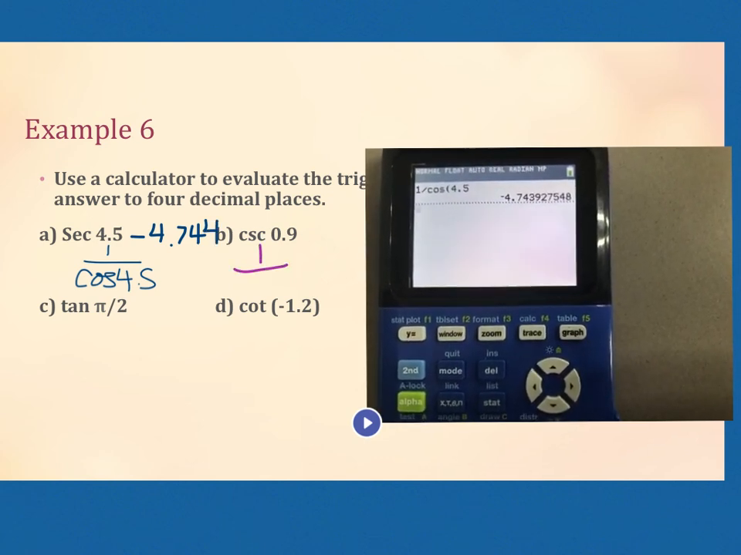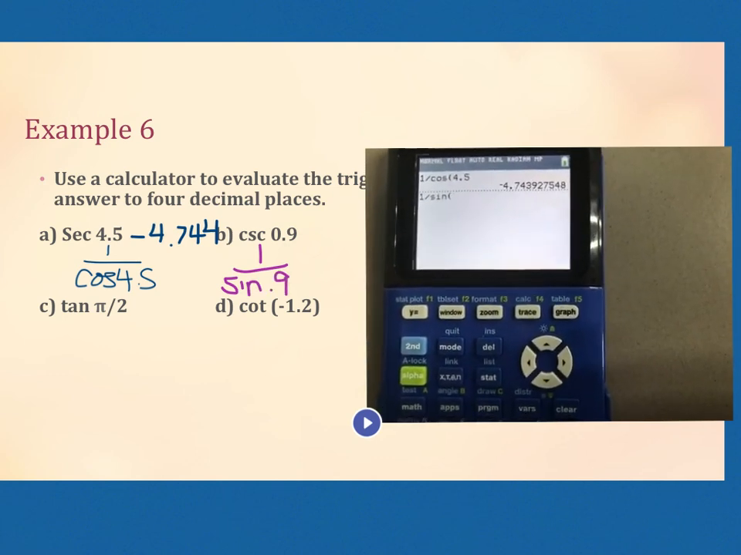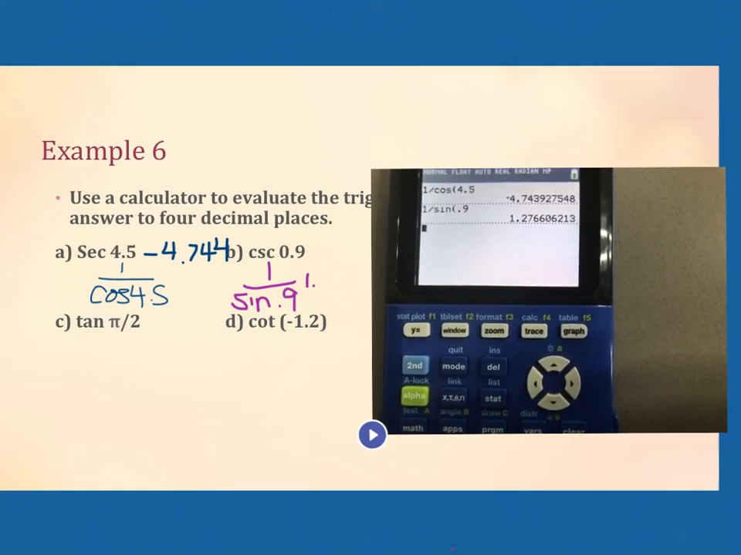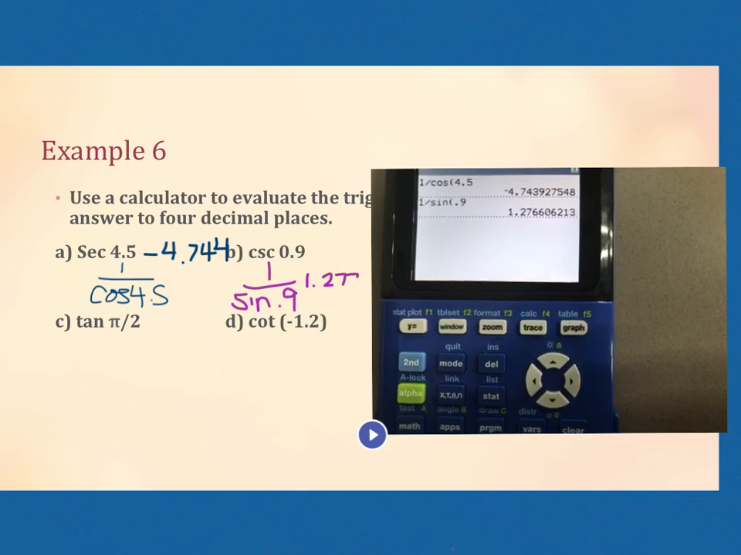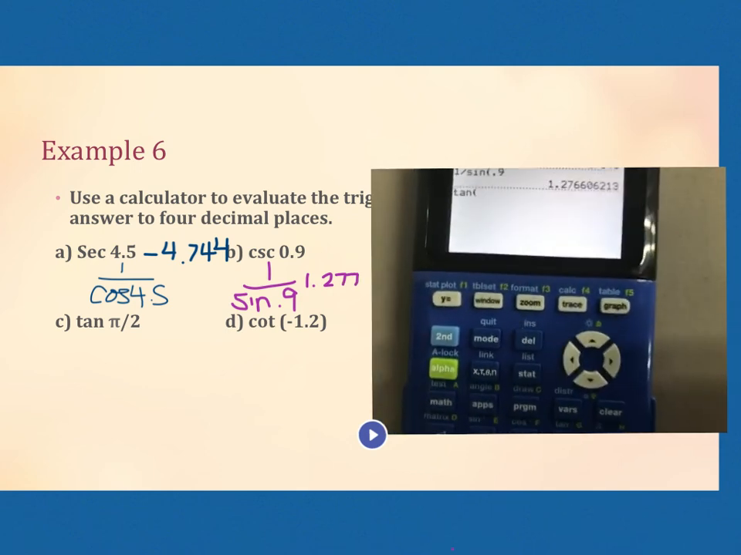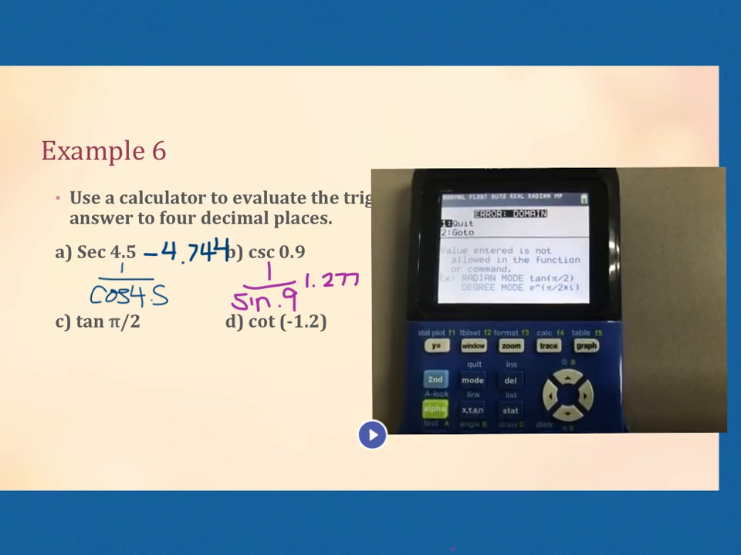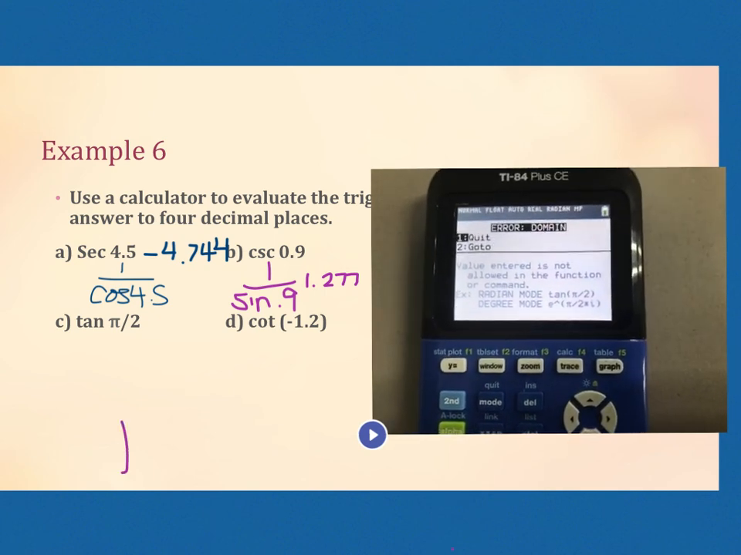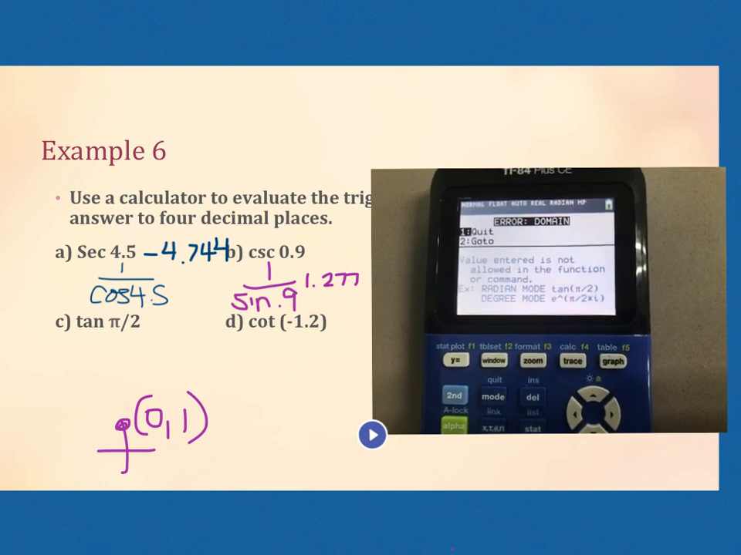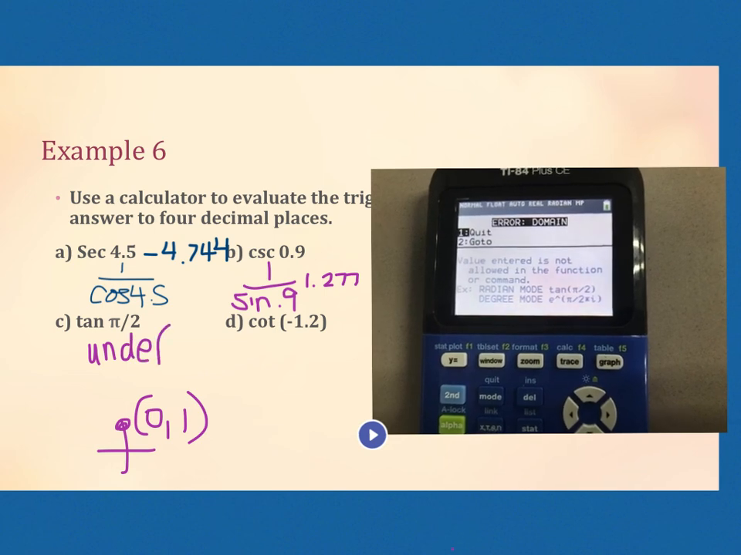Cosecant would be 1 over the sine of 0.9, 1 divided by sine 0.9, and you get 1.276, so 277. And then tangent, you actually have that one, so tangent pi divided by 2. And look what it says. What happens at tangent of pi over 2? This is 0, 1, right? So y over x would give you what? Undefined. Your calculator will actually help you.